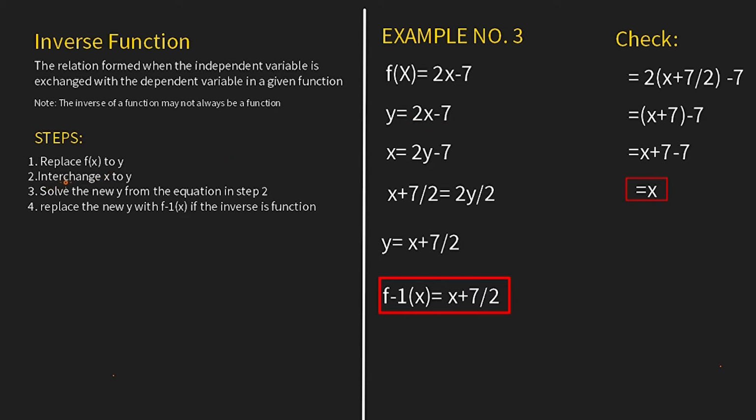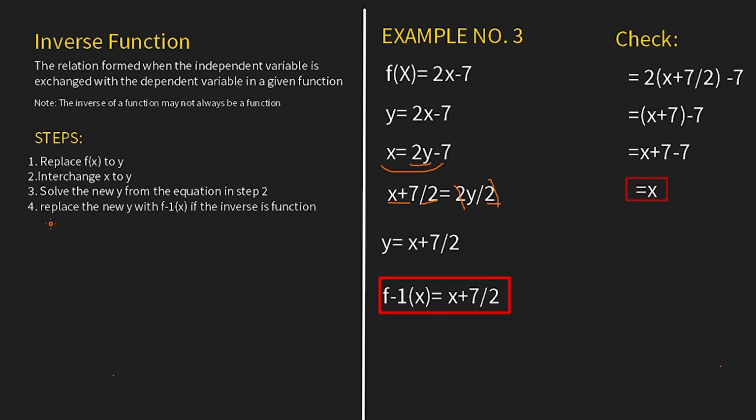And second, we interchange x and y. So, x is equal to 2y minus 7. And third, solve the new y from the equation in step 2. So, by doing that, we first transpose negative 7. So, we'll have x plus 7. And we'll be left with 2y. So to get rid of 2, so we'll be left alone with y, we divide both sides by 2 and cancel it. Now, we'll have y is equal to x plus 7 over 2.